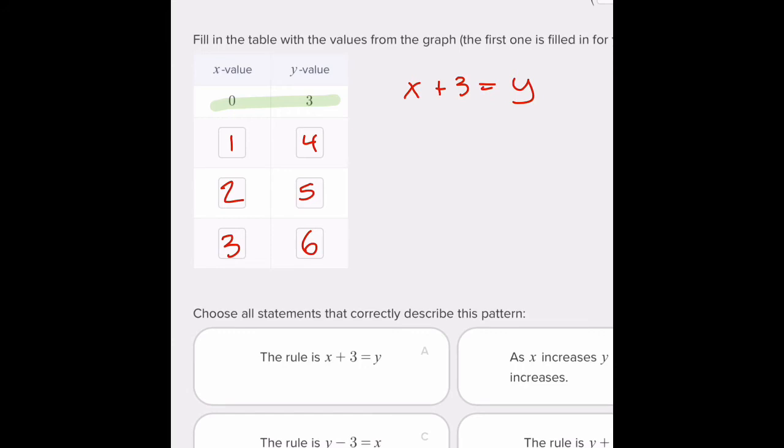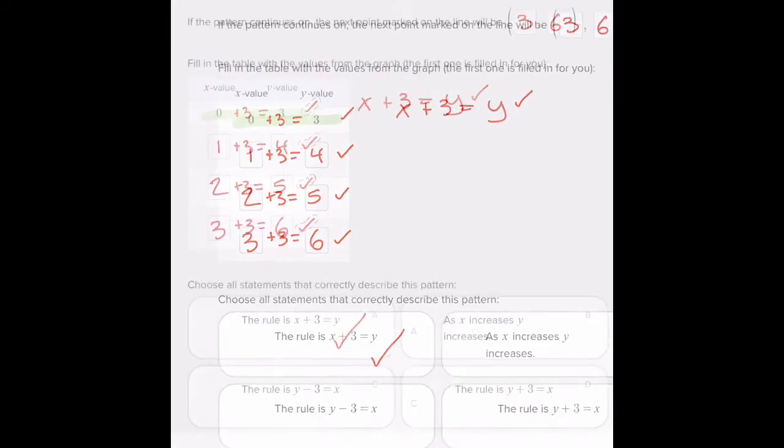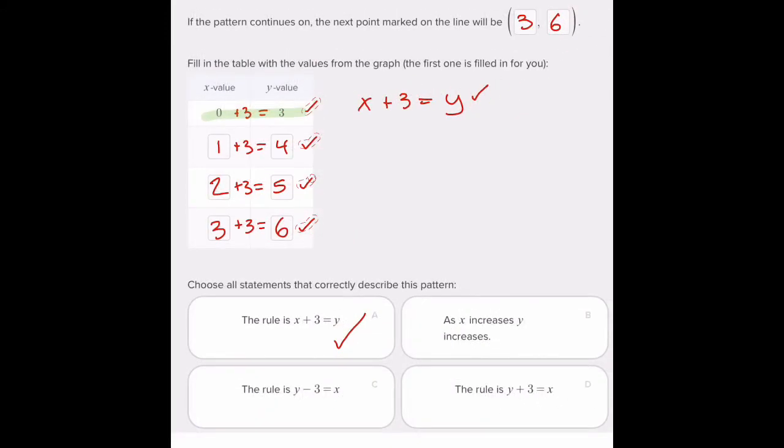X value of 0 plus 3 equals 3. True. The x value of 1 plus 3 equals 4. True. The x value of 2 plus 3 equals 5. True. And finally, the x value of 3 plus 3 equals 6 is true. So this rule works. It is correct. A is a possibility. Let's now try option B.